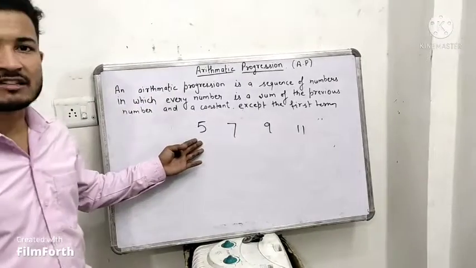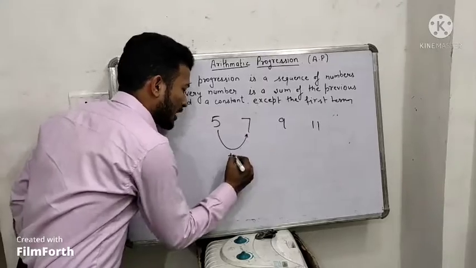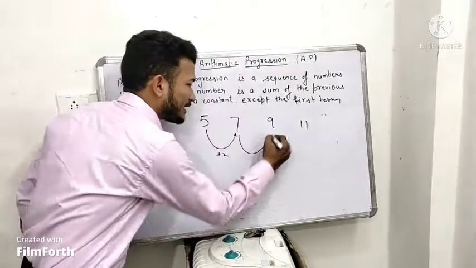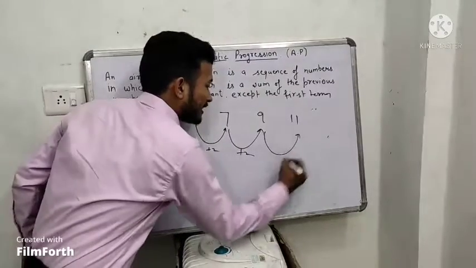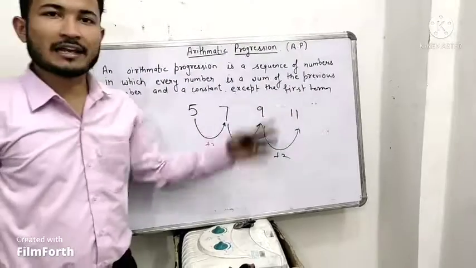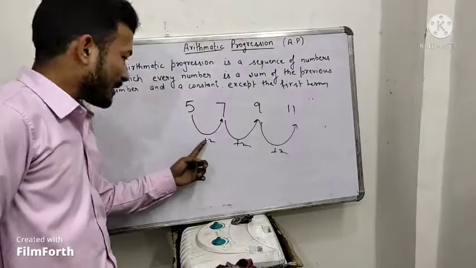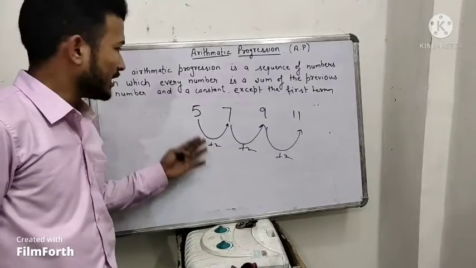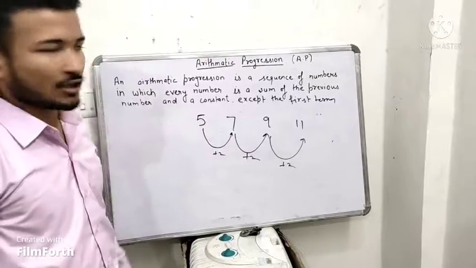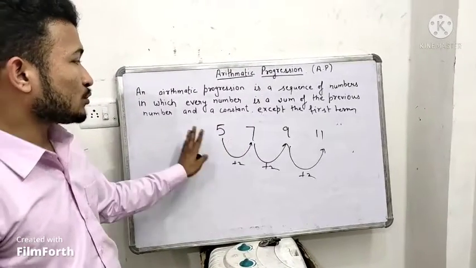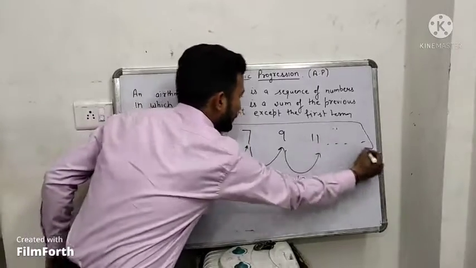This is 5. How do I get 7? When I add 2, I get 7. Similarly, when I add 2 to 7, I get 9, and adding 2 again I get 11. So you can see that every time I am adding a constant, which is 2, to the previous number. In 5 I add 2, so I get 7. This is an AP, and it goes on and so on. We can call this an AP.